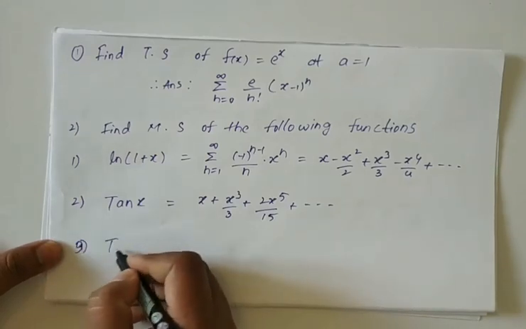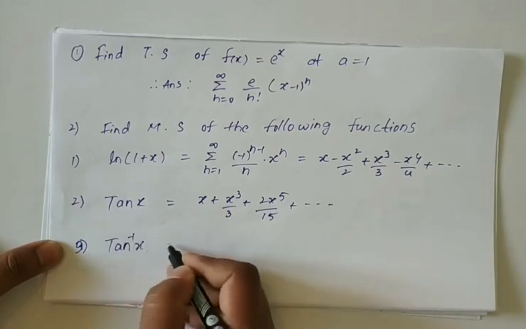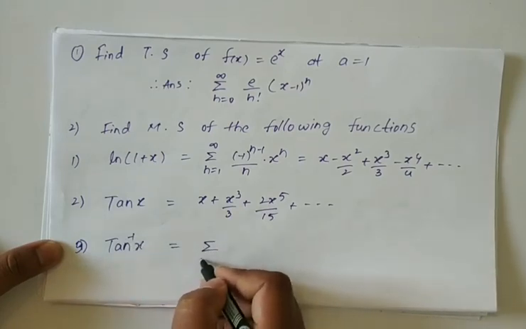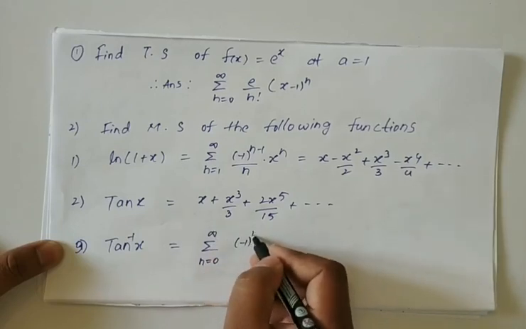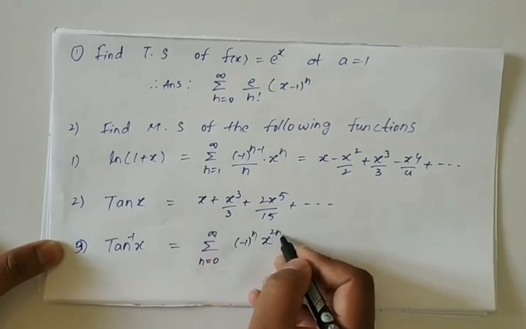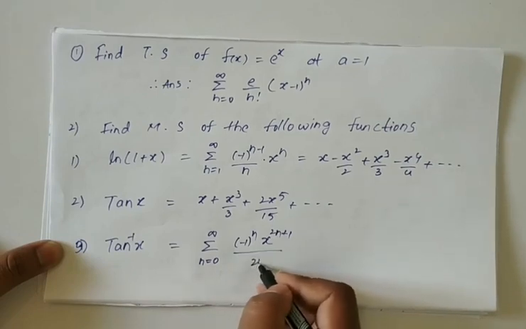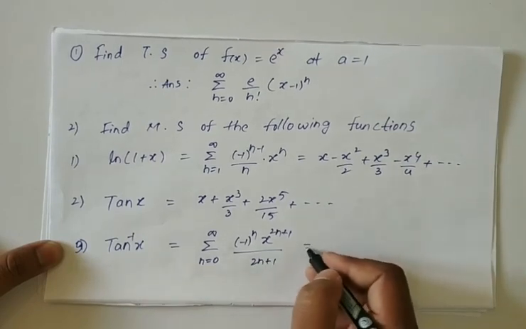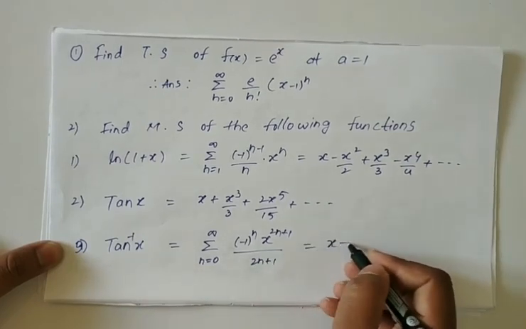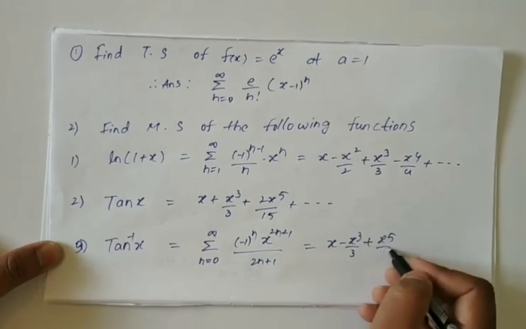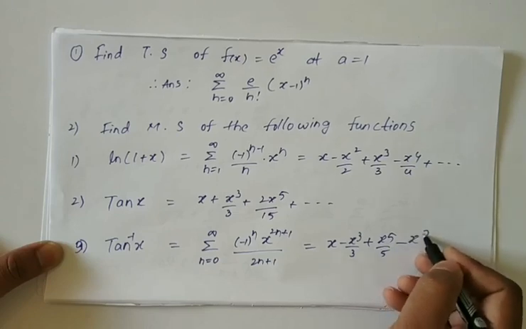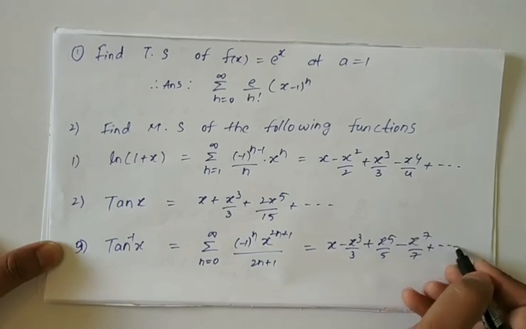Third one, tan inverse x. Tan inverse x, tell me. Summation n equals 0 to infinity, (-1) to the power n, x to the power 2n plus 1, by 2n plus 1. So the polynomial function is x minus x cubed by 3 plus x to the power 5 by 5 minus x to the power 7 by 7 plus so on.